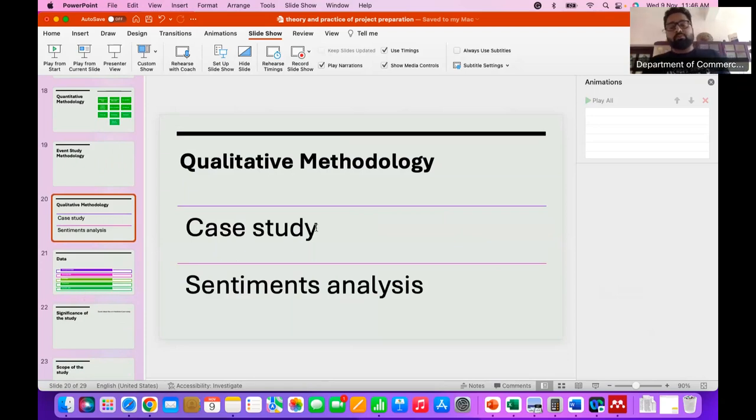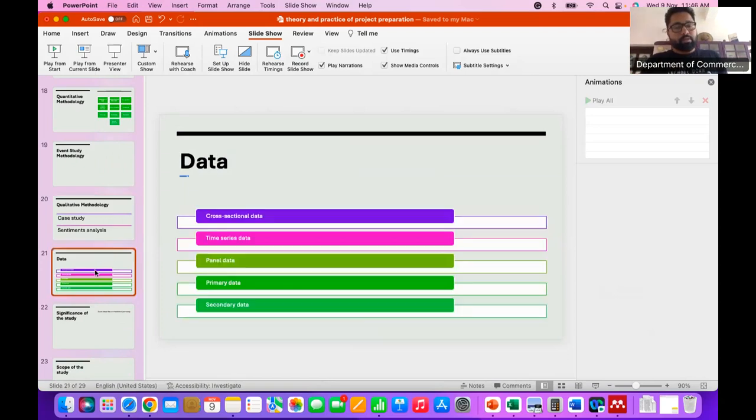You can use both quantitative and qualitative methods in one study, or quantitative alone, or qualitative alone. Using both is known as the triangulation approach. From the qualitative part you get an insight, and from the quantitative part you get an insight. You can compare the insights of both methodologies and write an implication based on that.